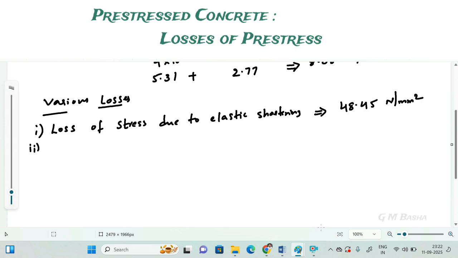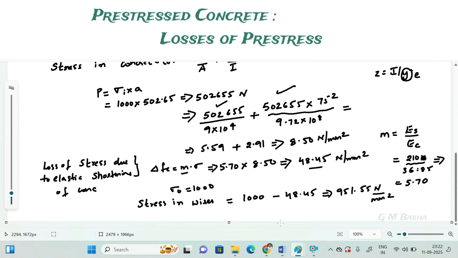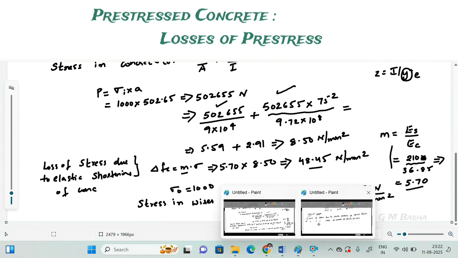And the second loss is loss of stress due to creep of concrete. Okay, creep of concrete. So here it is very important to remember the formulas. So the creep of concrete will be equal to phi M fc. So what is phi? The creep coefficient which is given in the question, that is 1.60. And what is M? Modular ratio, M equal to Es by Ec. So already we calculated that one. If you see here, you will get a clear idea. That is 5.70.